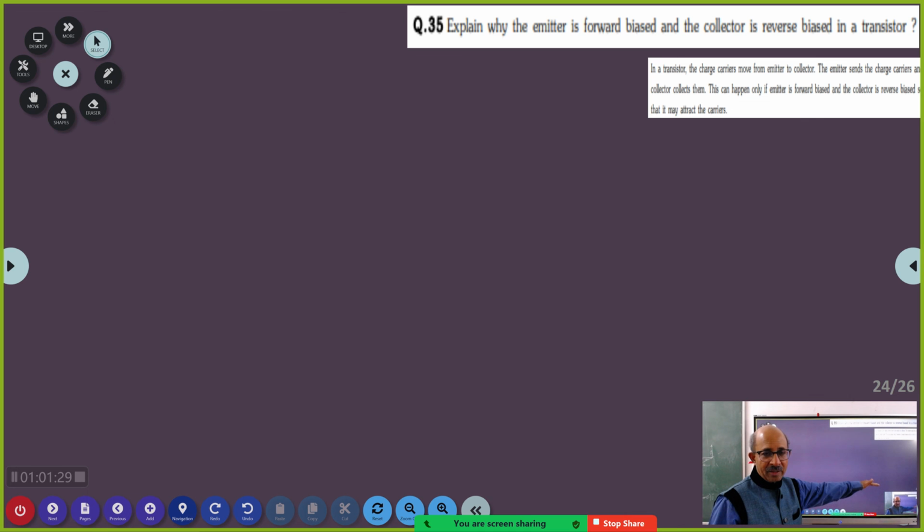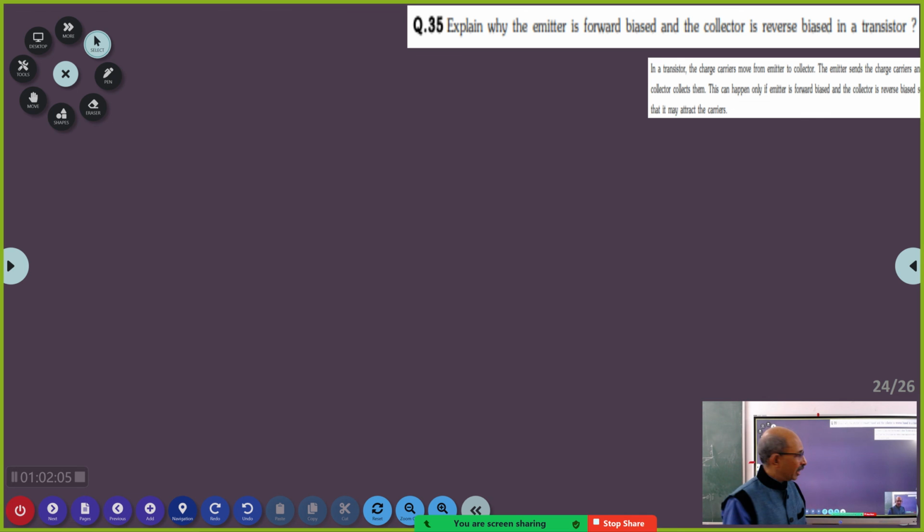That means the current now starts flowing through the high resistance path of the collector-base junction, which is reverse biased. The reverse-biased collector-base junction facilitates the current generated in the low resistance region to flow into the high resistance region, giving rise to current. It's a voltage controlled current source. That is it.